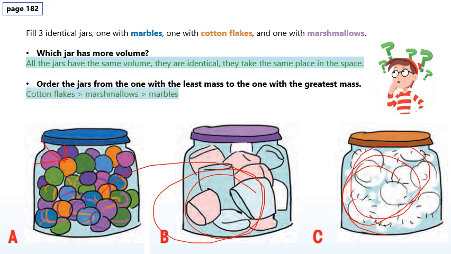So the jar with the cotton flakes has less mass than the jar with the marshmallows, and the one that has the greatest or more mass than the others is jar A. So C, B, then A.